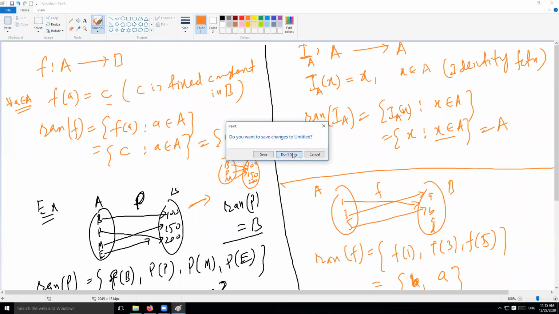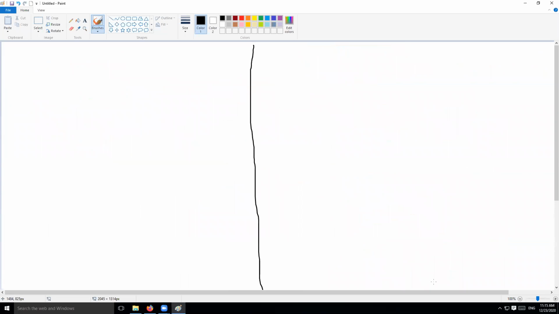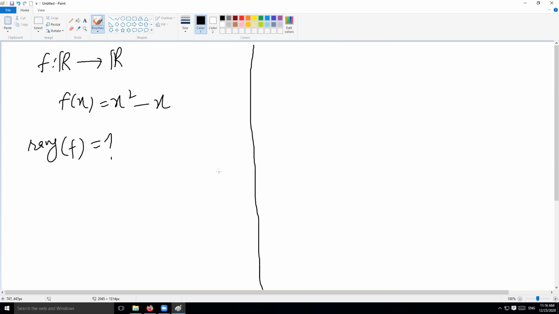Have you done domains and ranges in your calculus course? A little bit, yes sir. Okay, so for example, if I give you a function from R to R, and I give you a function, say f of x equal to x square minus x. Can you tell me the range of the function? Same as, sir. All real numbers. Yes, sir. There is a small problem. Here's the thing. Can you tell me an x that gives you 1?